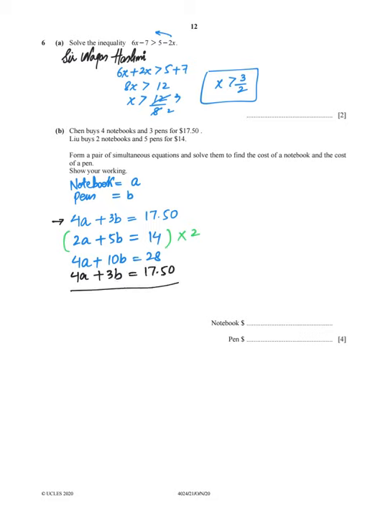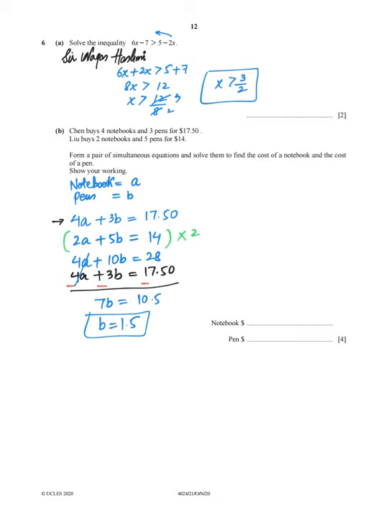Right, now I will solve these two. But before that I need to change the sign. So it's minus, minus and minus. 4A and minus 4A cancels. 10 minus 3, it's 7B equals 28 minus 17.50, so 7B equals 10.5, and the value of B is 1.5. Alright, once you have the value of B, you can find the value of A.